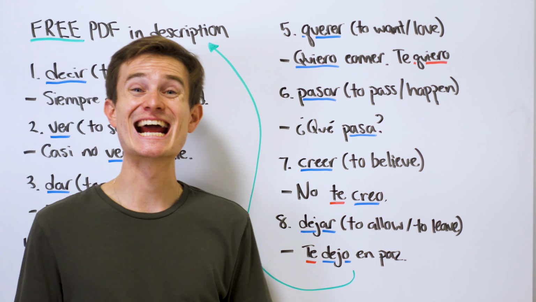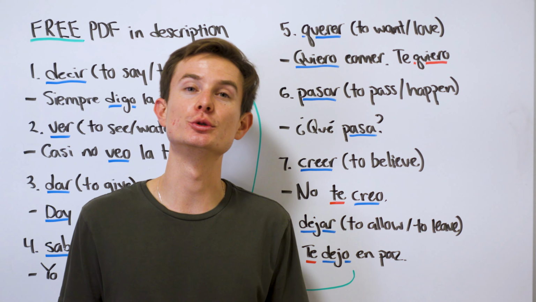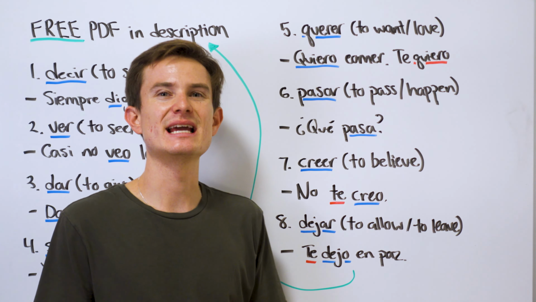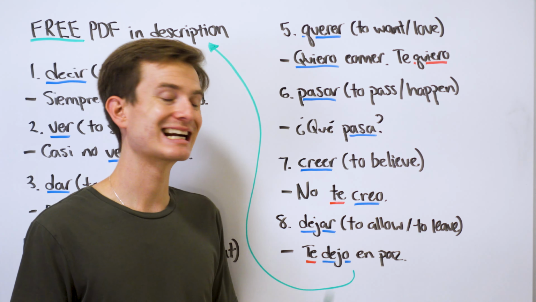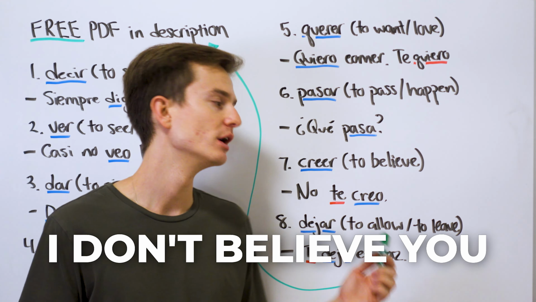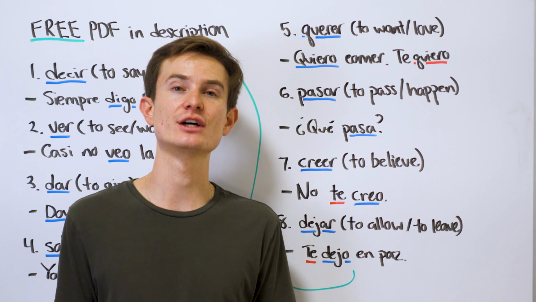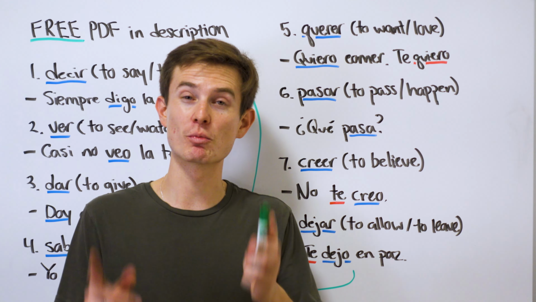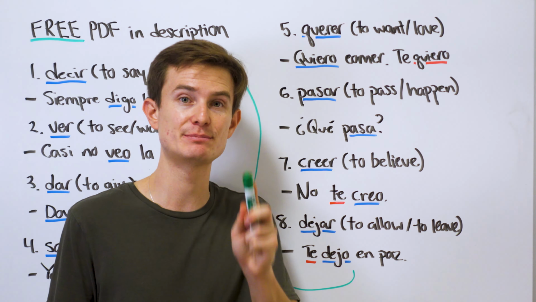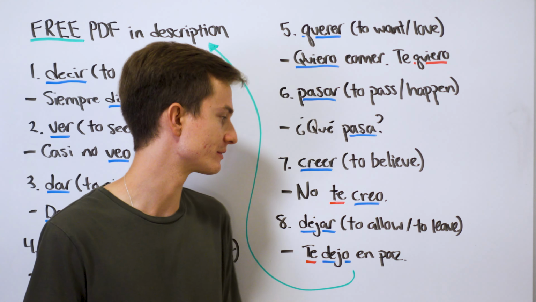Next, we have creer, meaning to believe, okay? Oftentimes, native speakers will also use this as the idea of to think, okay? For example, no te creo. I don't believe you. No te creo, okay? Now, this te right here is a direct object pronoun. Now, we're not going to get into that in this video, but if you want to learn more about that, you can do so on my website, SpanishNate.com. I have an entire lesson going over direct and indirect object pronouns.